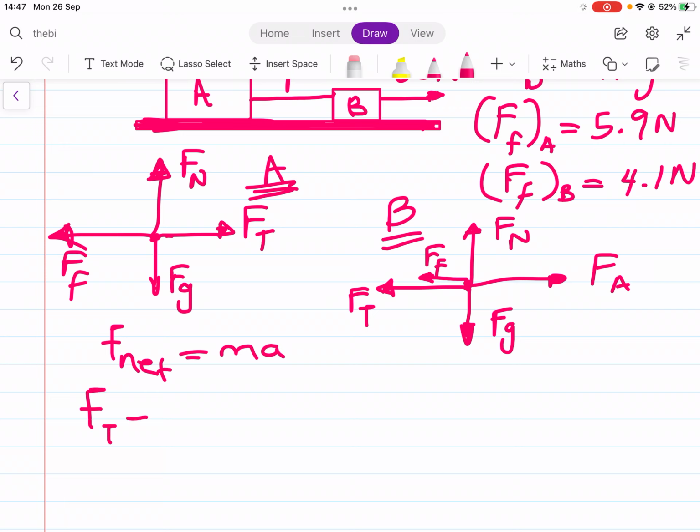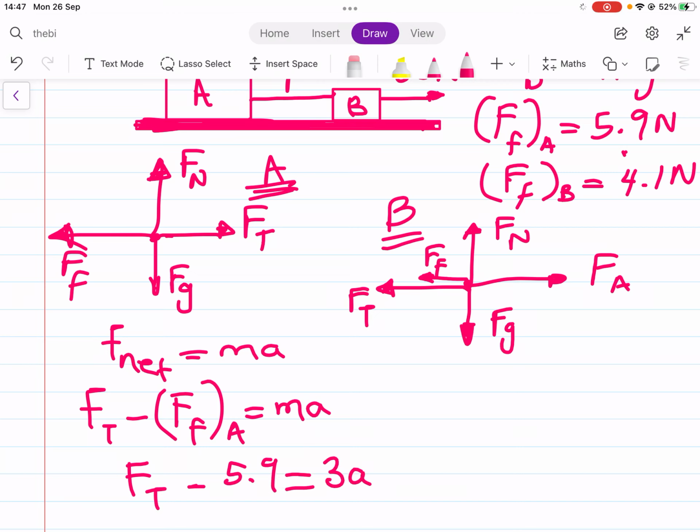So Ft minus frictional force of A is equal to mA. Now I can substitute what I know. Ft we don't know, minus frictional force of A, which is minus 5.9, equals mass of A, which is 3, times a. So you have the first equation.